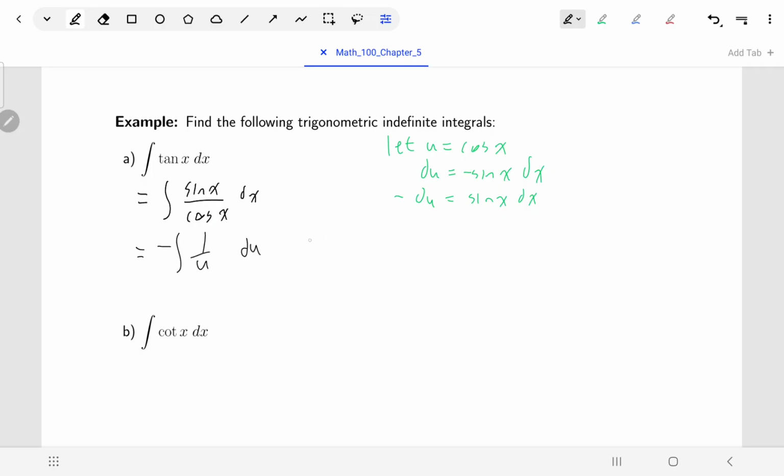So instead of a cosine in the denominator, I've got a u in the denominator. And then now we're almost finished. We get negative natural log of absolute value of u plus c. And then we back substitute and say negative natural log of cosine of x plus c.